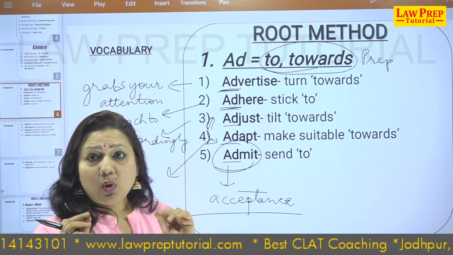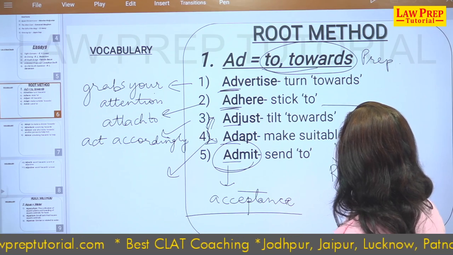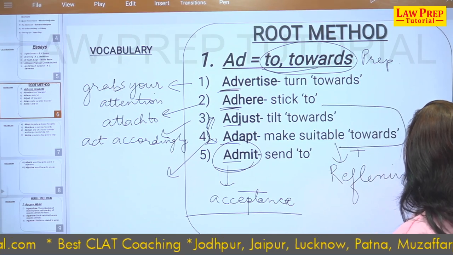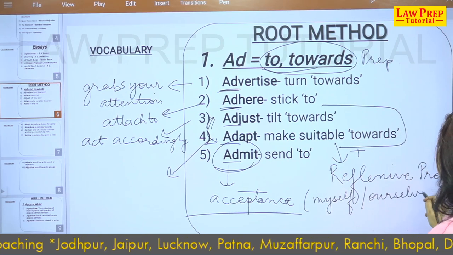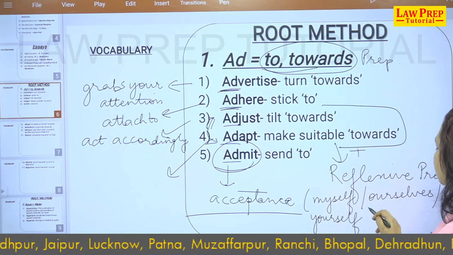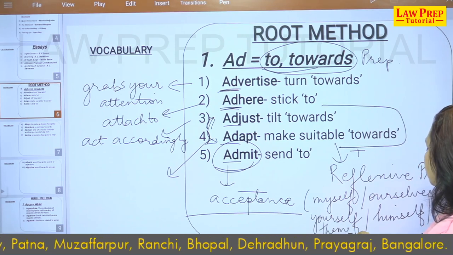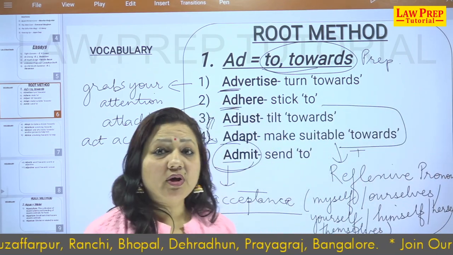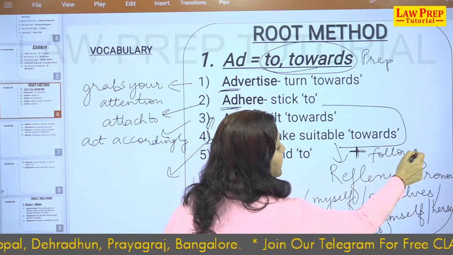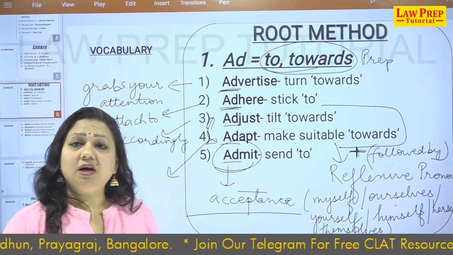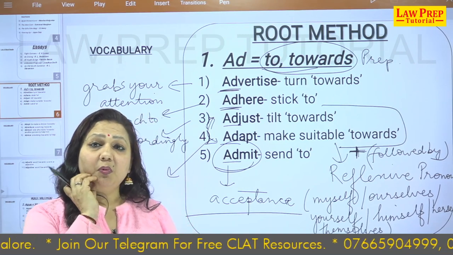I want to tell you one important grammar rule attached with this. Please note here carefully. Now, the rule of grammar which I wanted to insist on: adapt and adjust are followed by, as you can see I have added, a reflexive pronoun. Now, what is a reflexive pronoun? The words I have written down which reflect about yourself: myself, ourselves, yourself, himself, herself and themselves. In any sentence you make, this is compulsory to be followed by a reflexive pronoun.